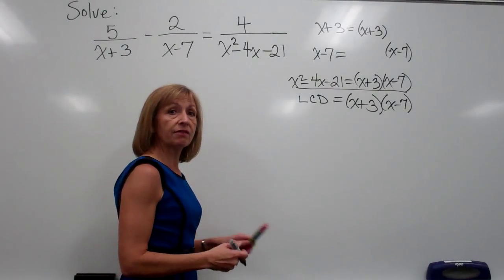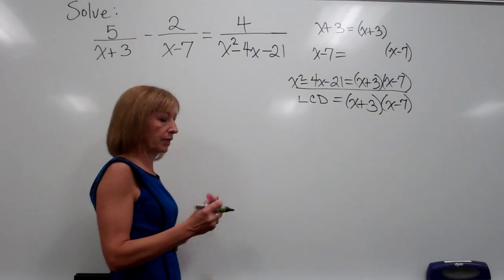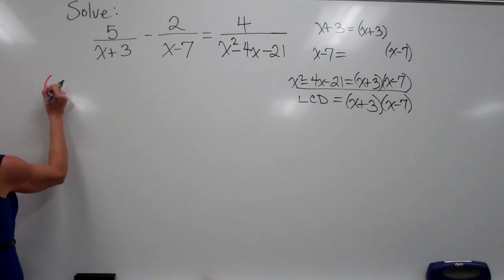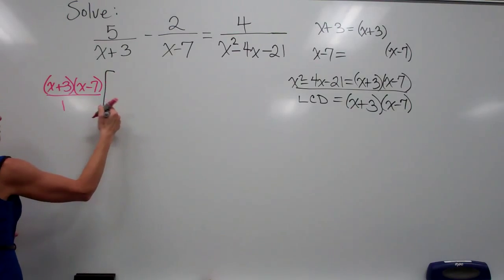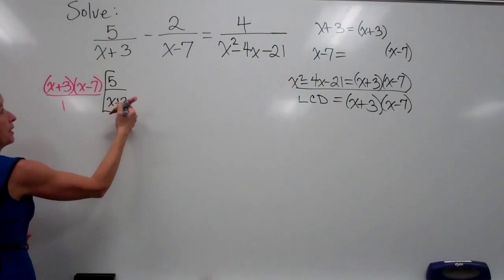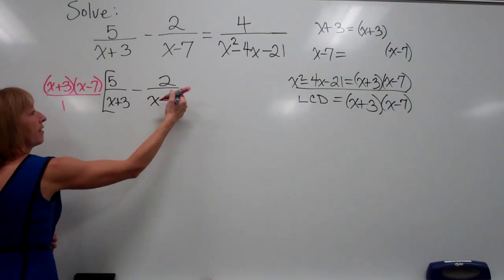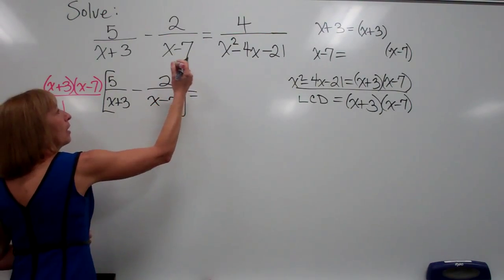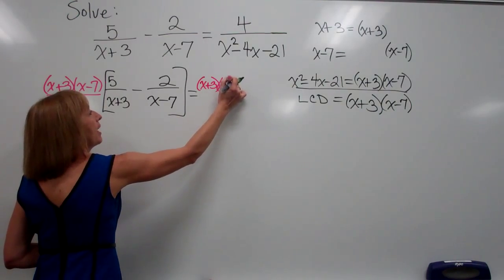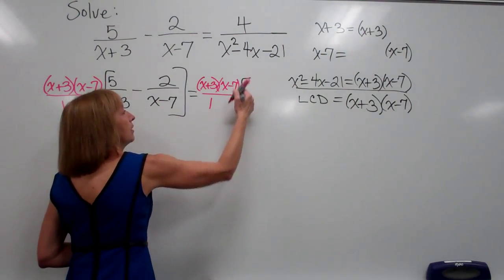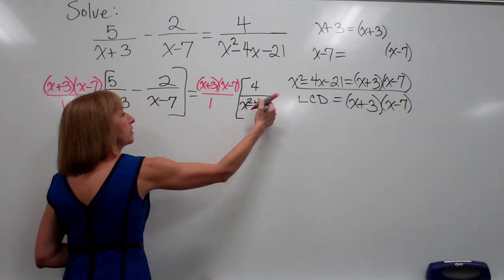Now we're going to multiply both sides of this equation by this lowest common denominator, the x plus 3 times the x minus 7 over 1. So on our left-hand side, we have x plus 3 times x minus 7 over 1 multiplied to the 5 over x plus 3 minus 2 over x minus 7, and then equals, we're on the right-hand side of the equal sign, so we need to multiply that again by our x plus 3 times our x minus 7 over 1 to that right-hand side, 4 over x squared minus 4x minus 21.